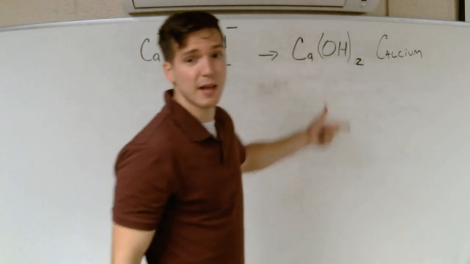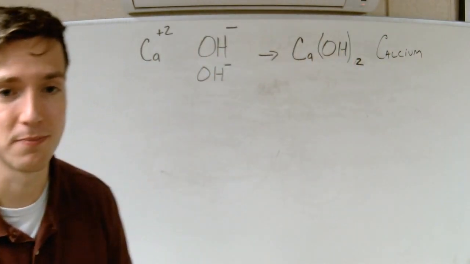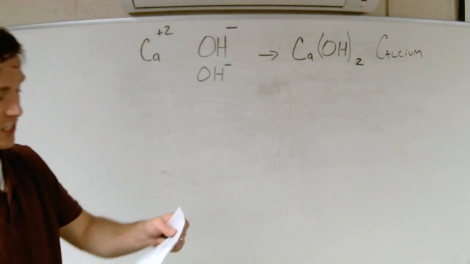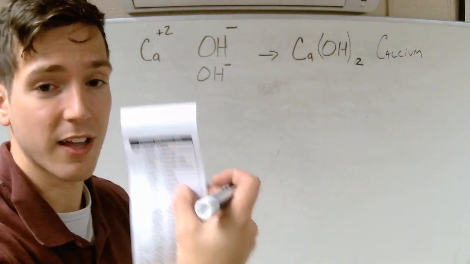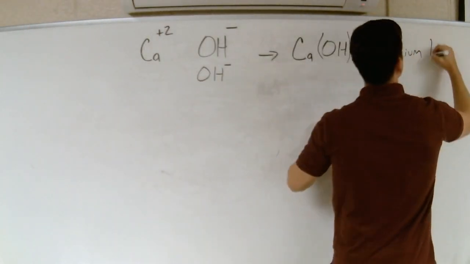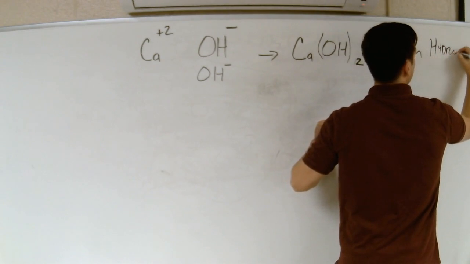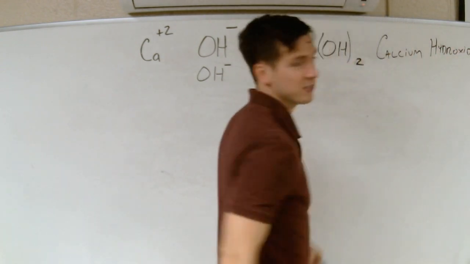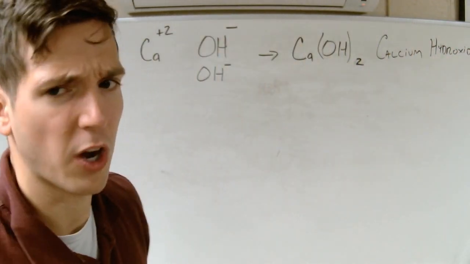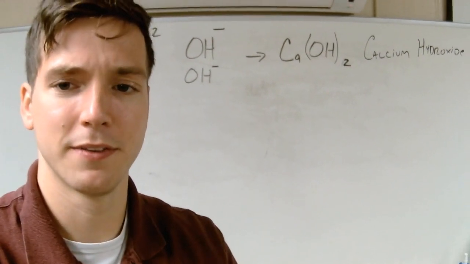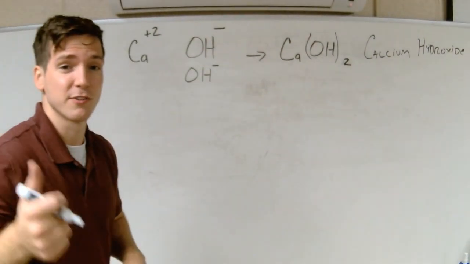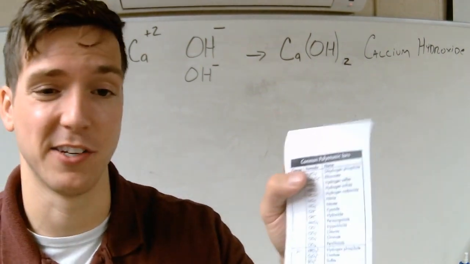And then for polyatomic ions, you just name those too. On our polyatomic ion sheet, the name of it is hydroxide. So we're just going to put hydroxide. Okay, calcium hydroxide. That's all it is. There you go. So list the first element, and if it's a polyatomic ion, you just name it.